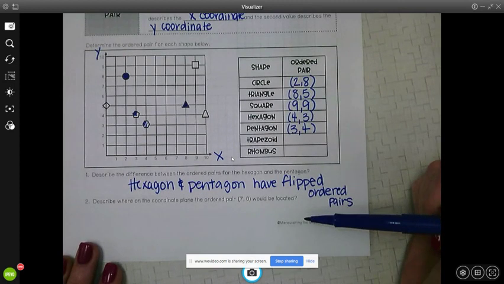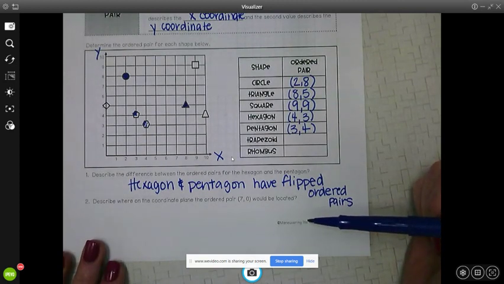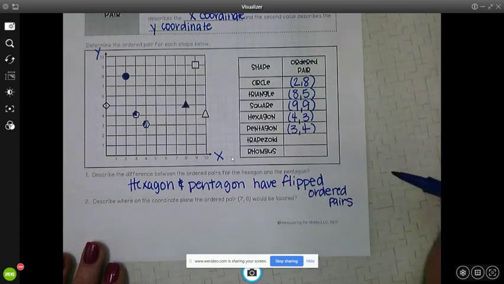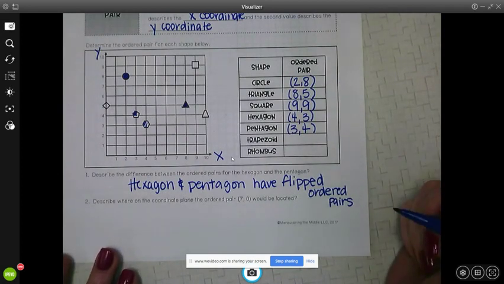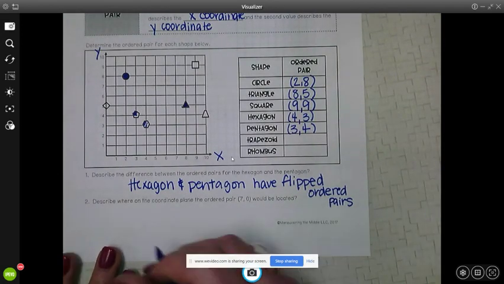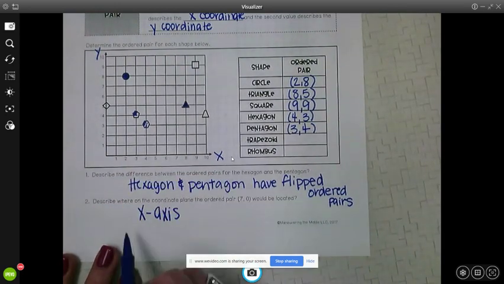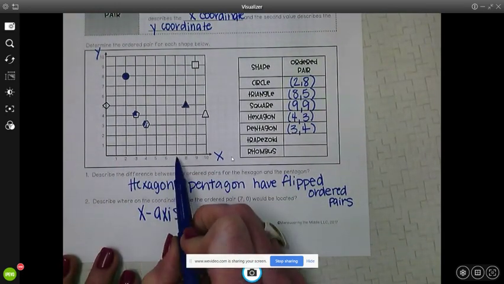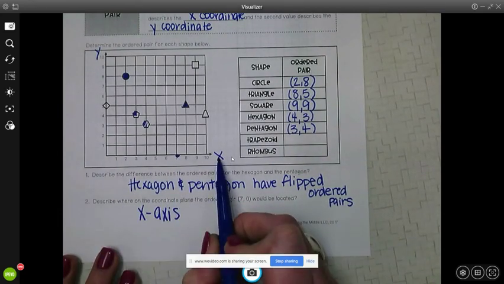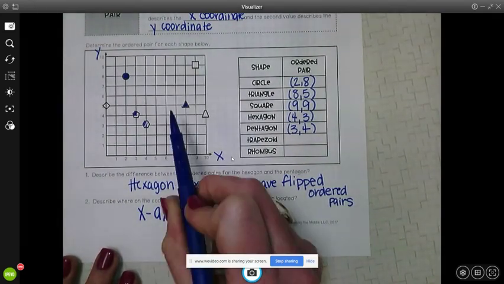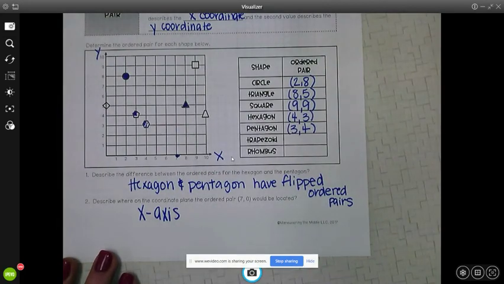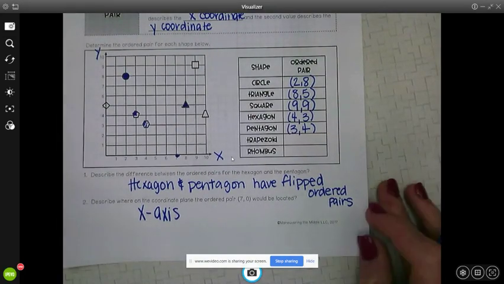Okay, for the next part, it says describe where on the coordinate plane the ordered pair 7, 0 would be located. So first you're going to need to locate where 7, 0 is, and then choose the best answer choice that you can see. Okay, so 7, 0 is going to be located on the x-axis. So hopefully you chose that, because if you follow the 7 over and stay at 0 right here, you're only on the x-axis, because you're not going up on the y. So it's found on the x-axis.